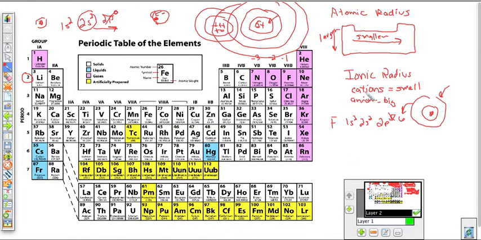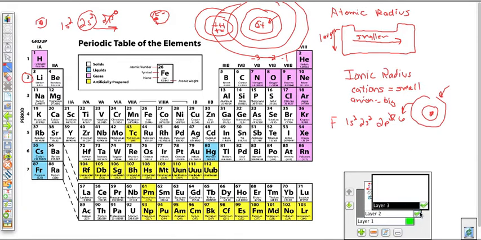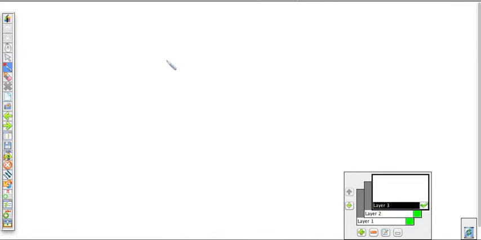If we look at some of the other trends that are important, they are going to be electronegativity and electron affinity, and let me see, what is the other? Oh, ionization energy, right? Ionization energy is kind of an important one for you to understand, mostly in concept, but it's a really easy idea.